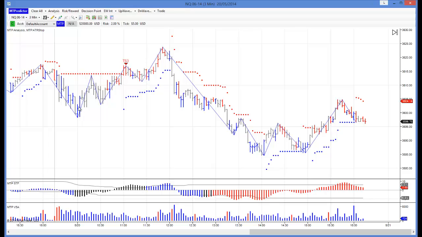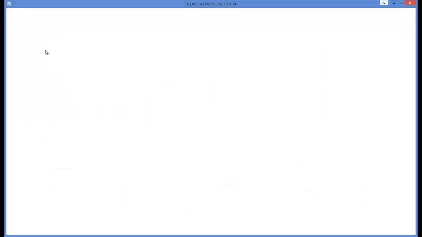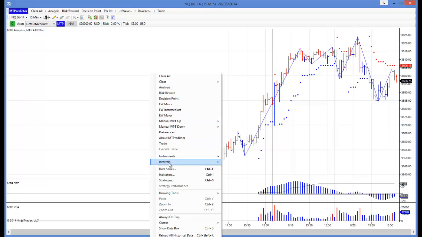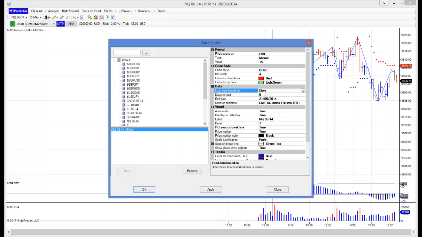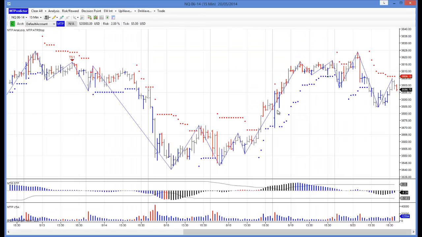However, for the more experienced MTPredictor users, what we do is we go to the higher time frame to look at the larger degree support and resistance areas. So for this we go to the 15-minute chart. Just add on some extra data on there. Put 15 days in. There we go, we've got 15 days worth of data.